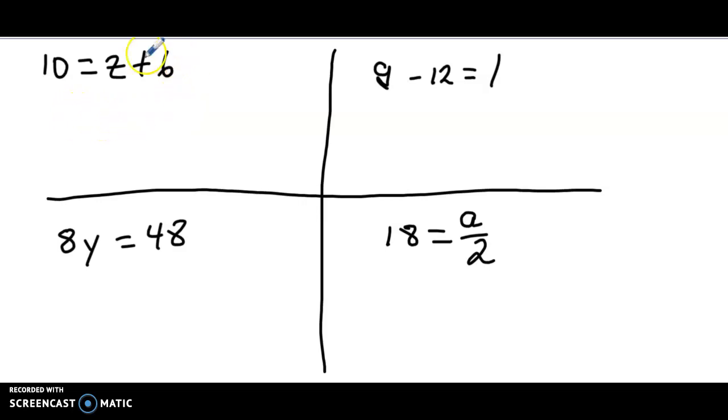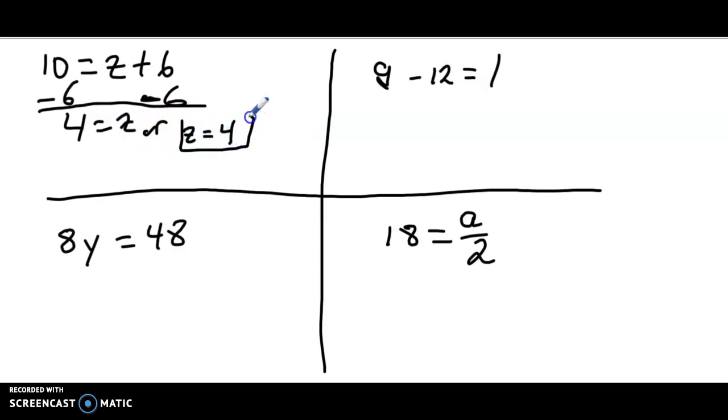So I'm going to go to the side where the variable is, and the only thing I have to get rid of is the plus 6. So the inverse of addition, of course, is subtraction, so minus 6 on both sides to keep the balance. Again, new technology here, I'm trying to get used to it. 4 equals z, or better, z equals 4.